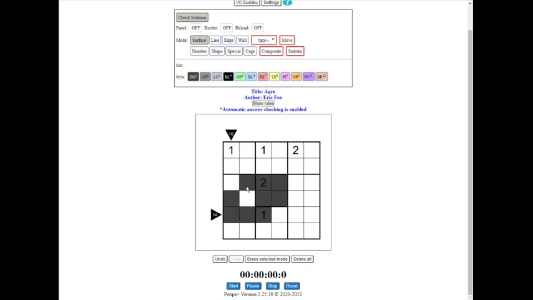The rules are very simple. You shade some cells so that all the shaded cells are connected, and there's never four shaded or unshaded cells in a line. And the way to determine where they go is with these room numbers. Each room contains that many shaded cells.